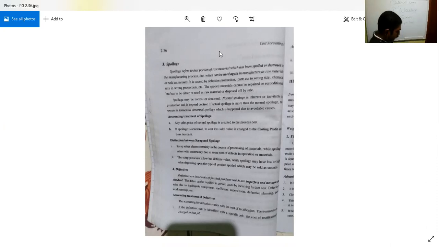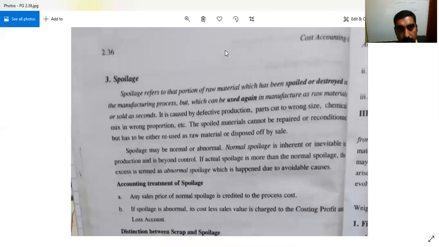So what is a spoilage? We will look into that. Spoilage refers to that portion of the raw material that has been spoiled or destroyed in the manufacturing process, but which can be used again in manufacture as raw materials or sold as seconds. It can be sold back as a second hand item, or used as additional raw material, but which has to be spoiled or destroyed in the manufacturing process.